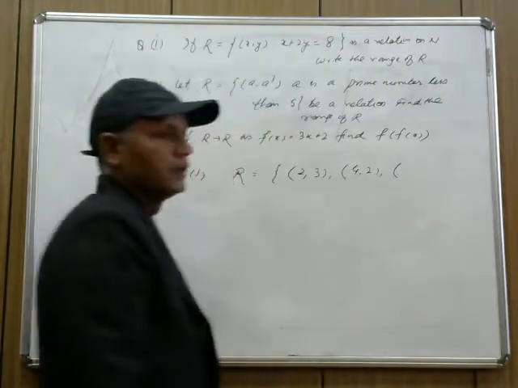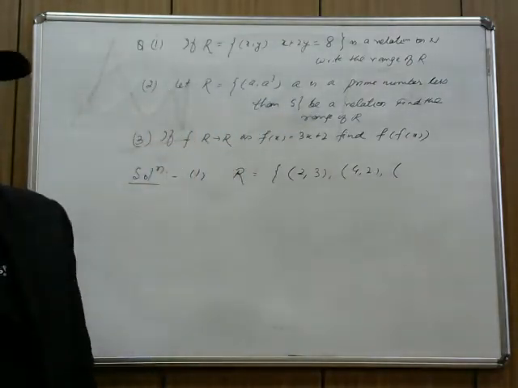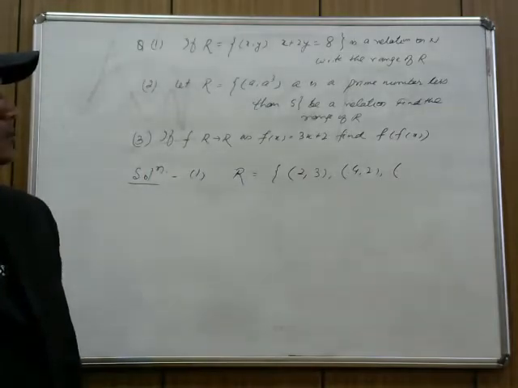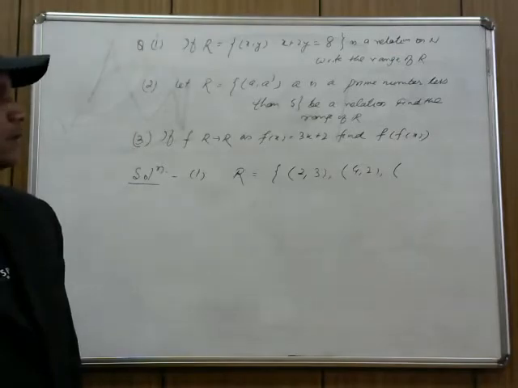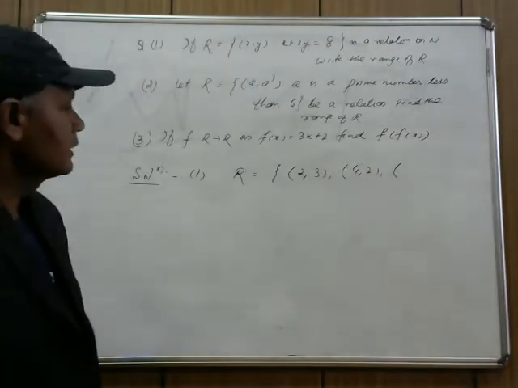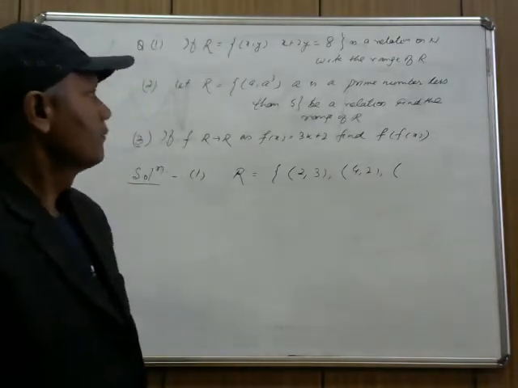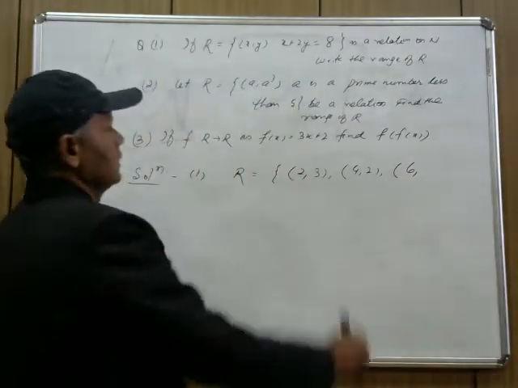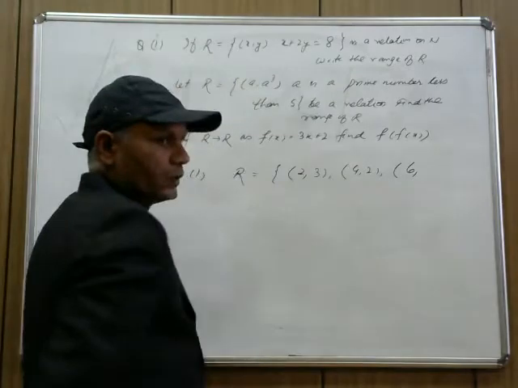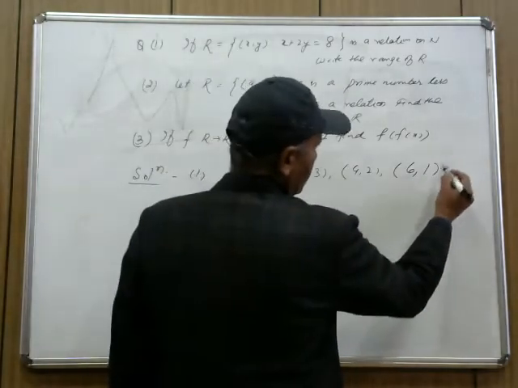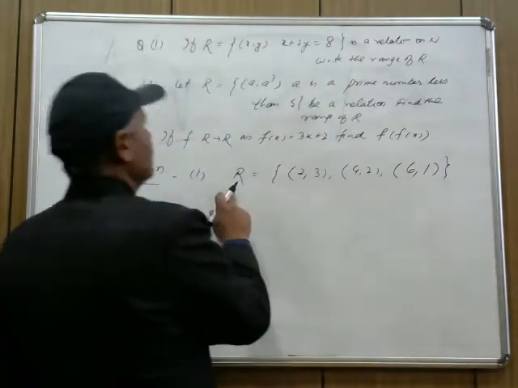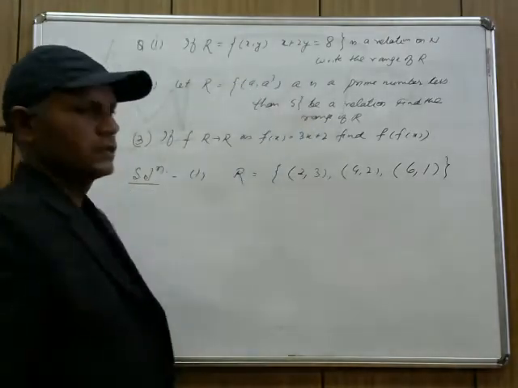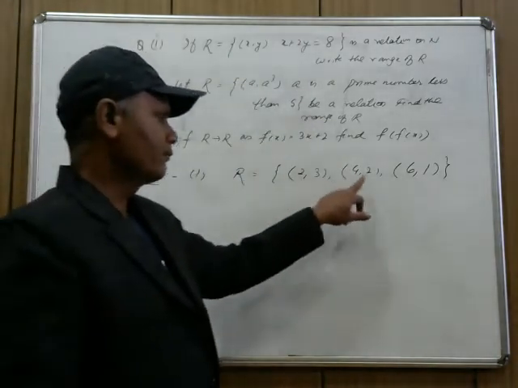Can we have the value of x as 5? No. If I take x is equal to 5, I will get 2y is equal to 8 minus 5, that is 3, and y will be 3 over 2. No. Therefore, I will take 6. If x is equal to 6, then 2y is equal to 2 and y will be 1. The relation defined as x plus 2y is equal to 8 has the ordered pairs 2, 3, 4, 2, 6, 1.